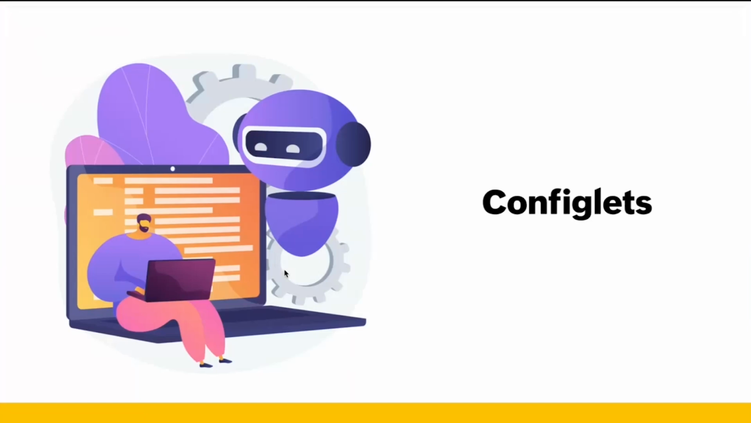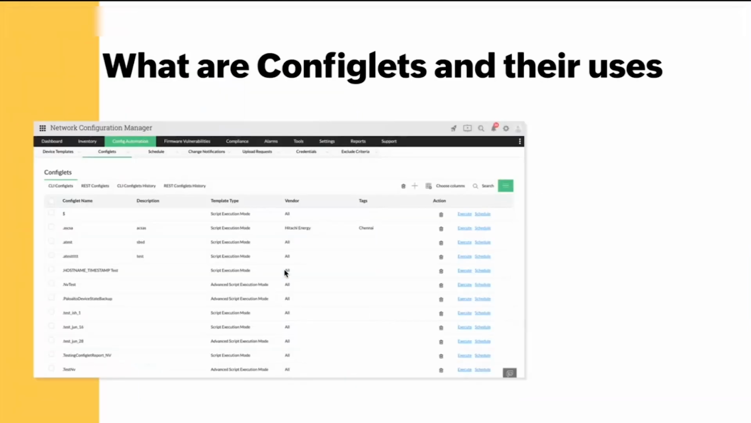So what are conflicts? Conflicts are executable configuration templates or script templates which can be used to push commands to multiple devices for bulk execution or for troubleshooting purposes. So what exactly are these conflicts used for? They are mainly used for troubleshooting of faulty devices, and pushing new configurations or changing configurations of multiple devices at once.